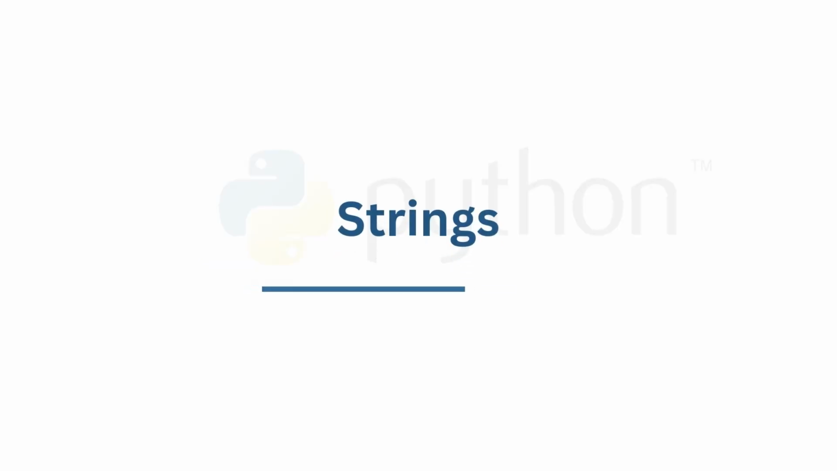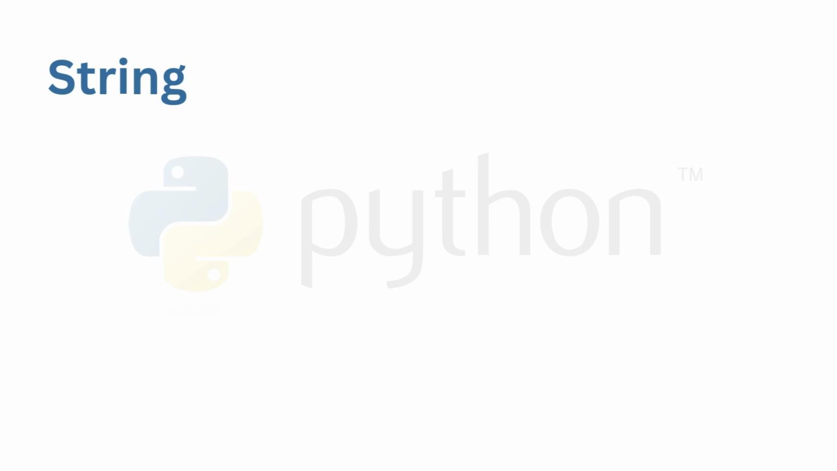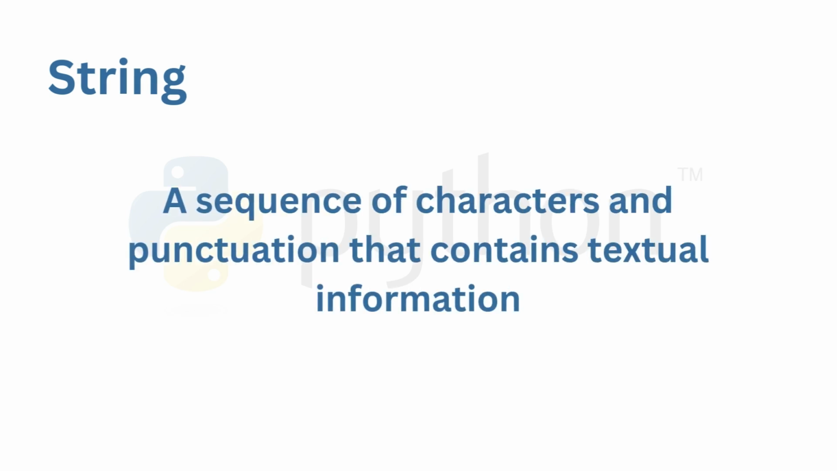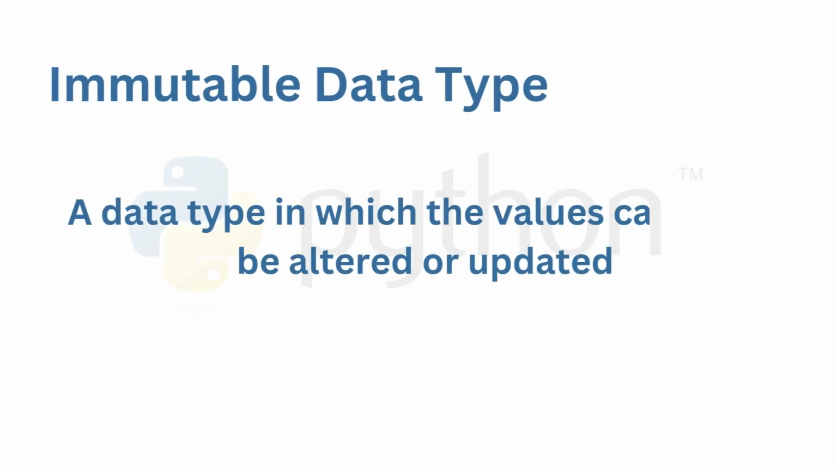Now, we'll learn more about strings. Recall that a string is a sequence of characters and punctuation that contains textual information. This is an immutable data type, which means the values can never be altered or updated. Even though strings are immutable, we can still do a lot with them.